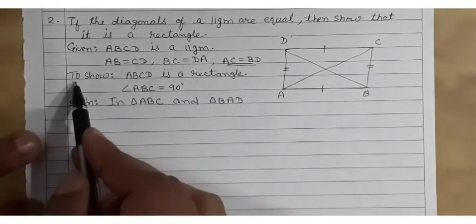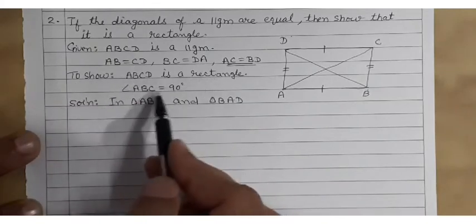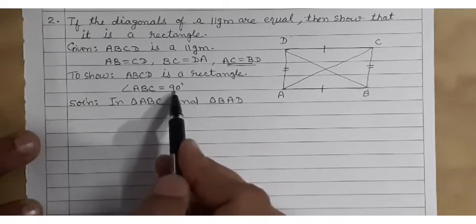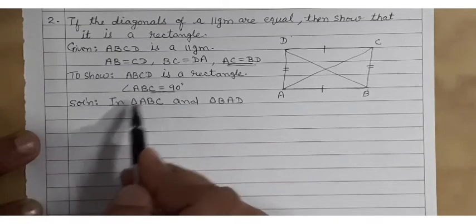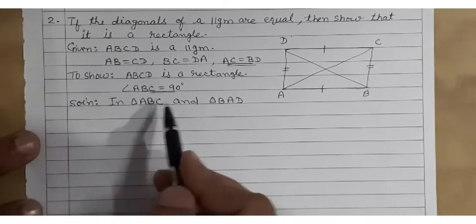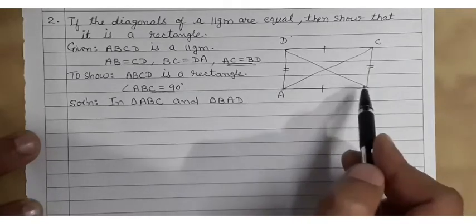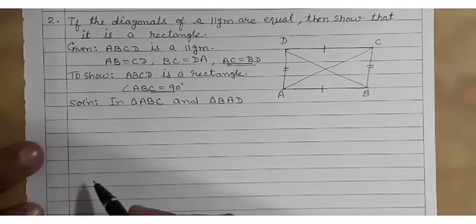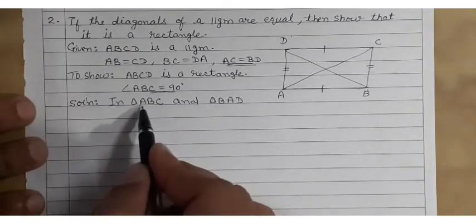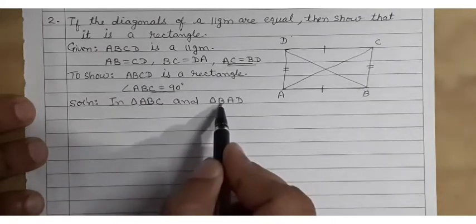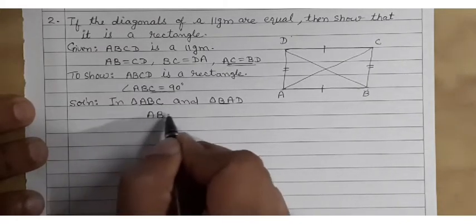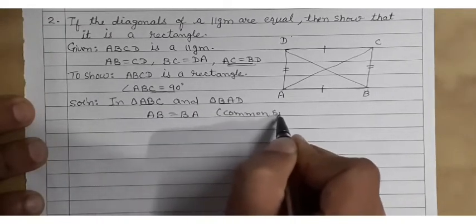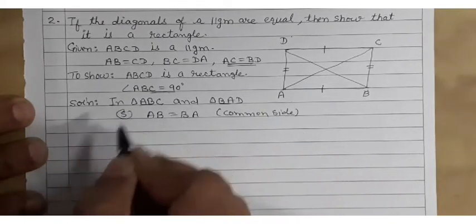What we have to show: ABCD is a rectangle, that is, one angle is 90 degrees. For that, I am taking two triangles, ABC and BAD. It is very easy. See, in triangle ABC, one is AB equal to BA, common side.